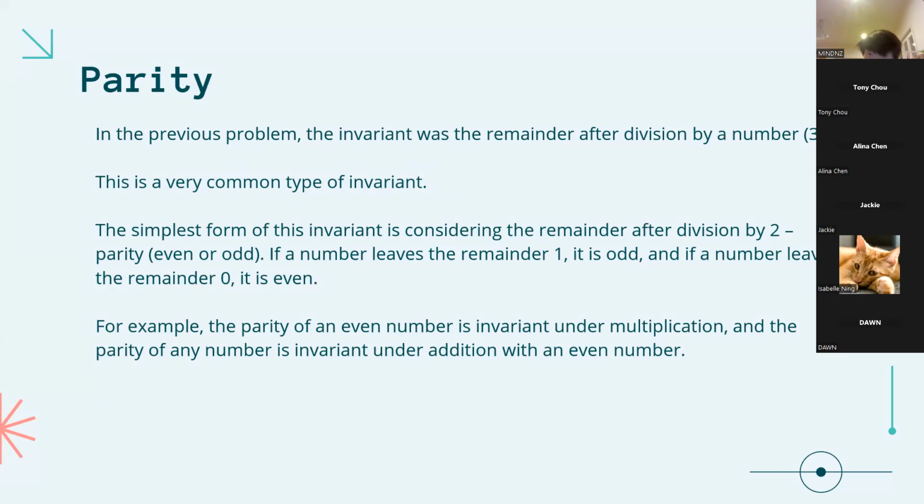But the most common one is parity, which means odd or even. And that's the remainder after division by 2. There are a lot of invariants about parity. For example, the parity of an even number under multiplication is invariant because it's always even. That's quite useful. And the parity of any number is invariant under addition with an even number. An odd plus an even is still odd, and an even plus an even is still even.